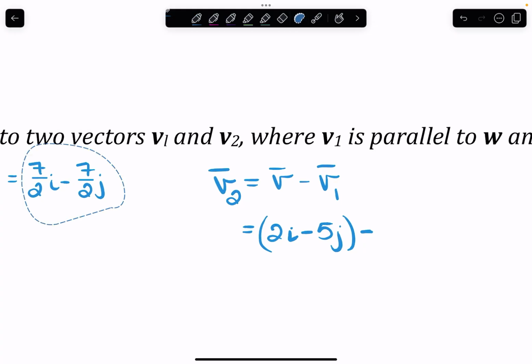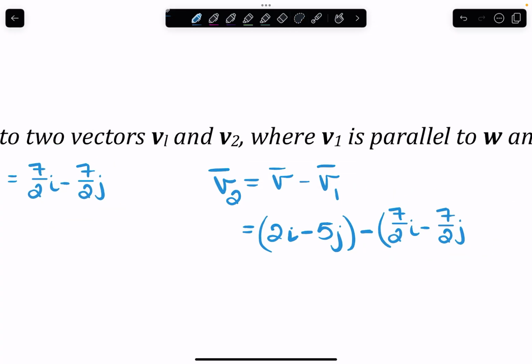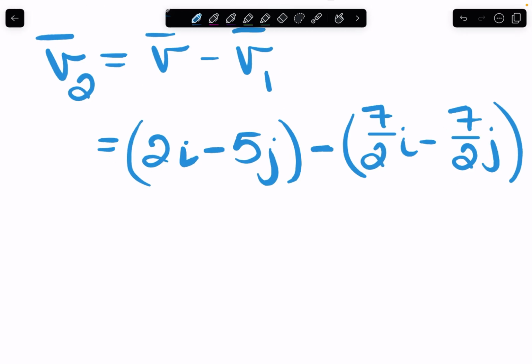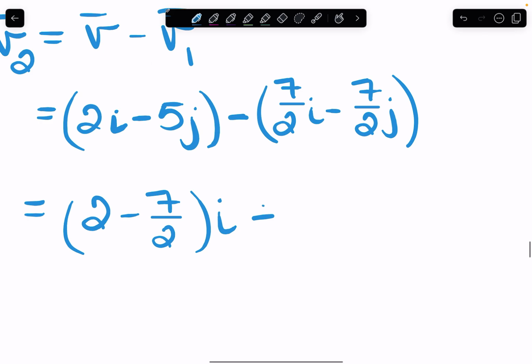Copy, paste, copy, paste, just need some parentheses. So remember, vector subtraction, it's similar to like combining like terms. The horizontal components go together, the vertical components go together. So we are going to subtract the horizontal components, 2 minus 7 halves i, and then we are going to subtract the vertical components.